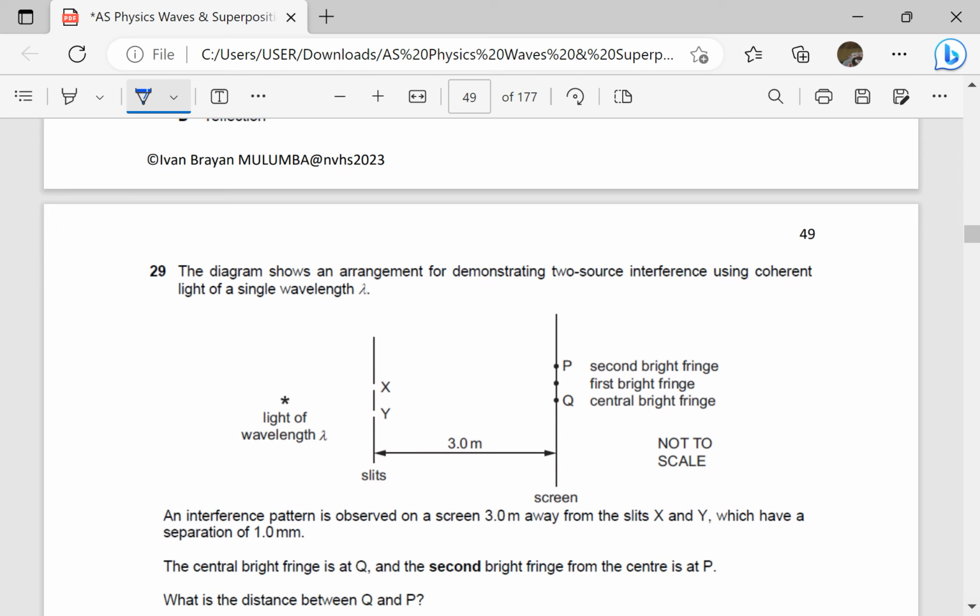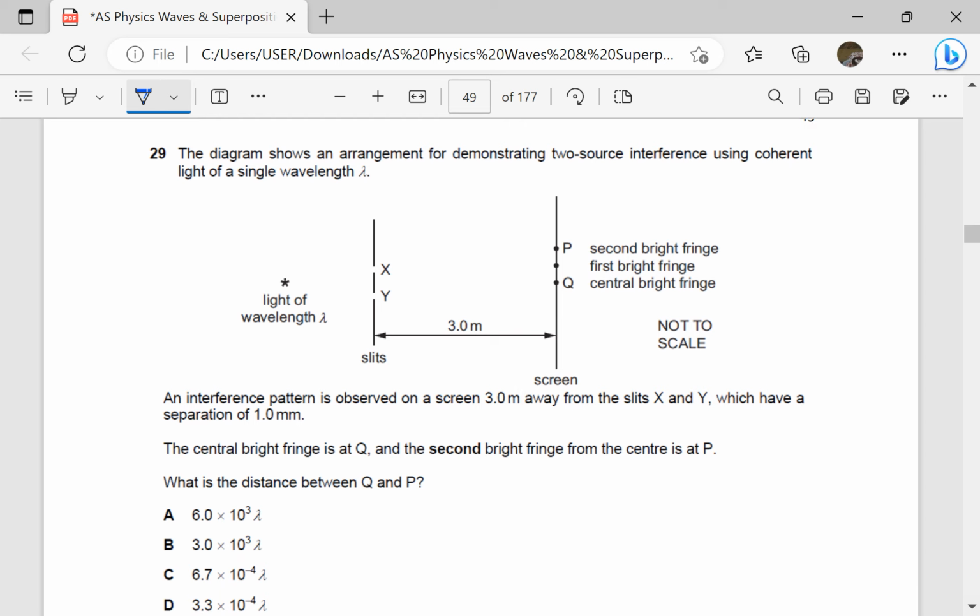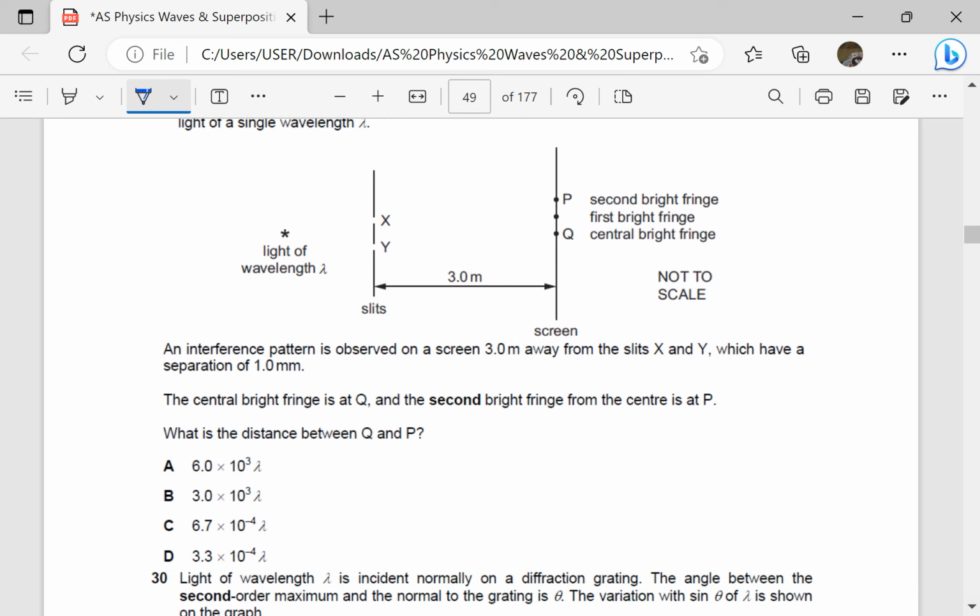The diagram shows an arrangement for demonstrating two source interference using coherent light of a single wavelength lambda. An interference pattern is observed on a screen 3 meters away from the slits X and Y, which have a separation of 1 millimeter. So this is going to be a, slit separation. This is capital D. The central bright fringe is at Q, and the second bright fringe from the center is at P. What is the distance between Q and P?